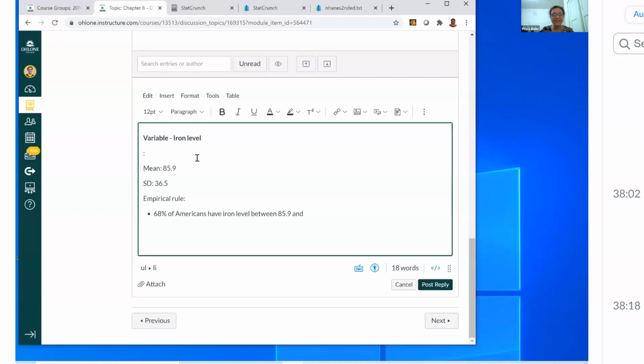I have to calculate mean minus SD and mean plus SD. You have to do this calculation. You don't need to write it out, but you have to do it. Only then can you finish the empirical rule. These four numbers have to be calculated, and in fact the 3SD values also. So those six numbers have to be calculated.